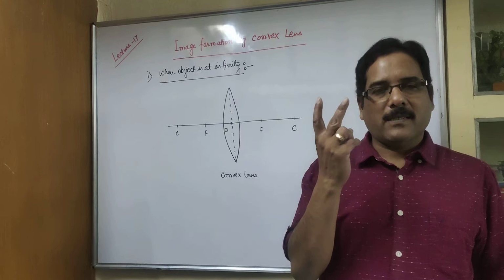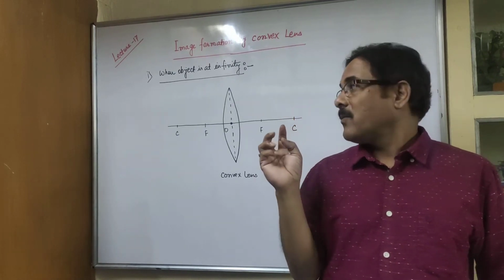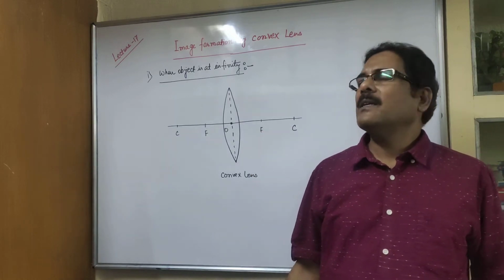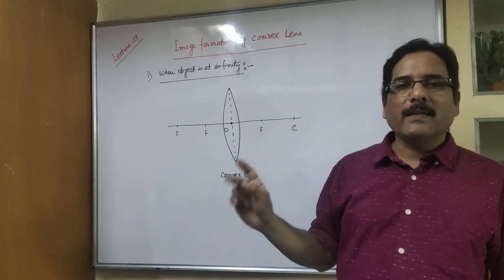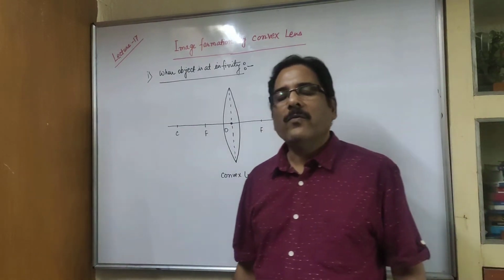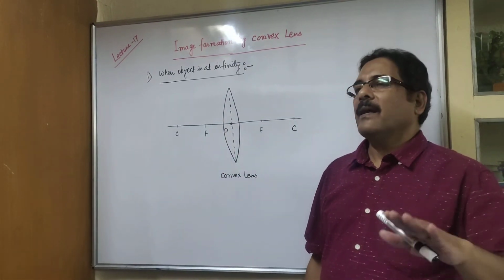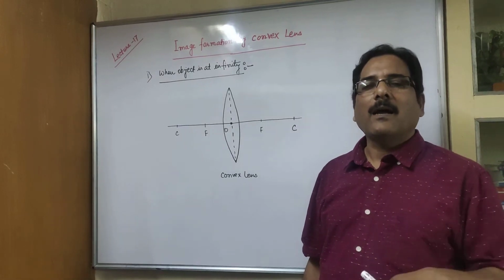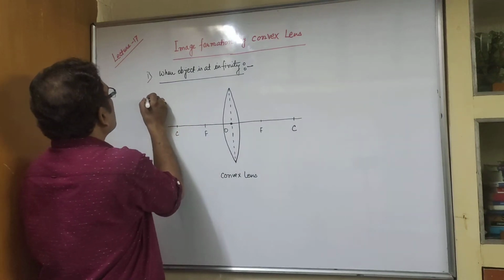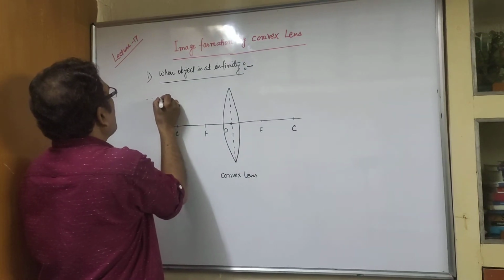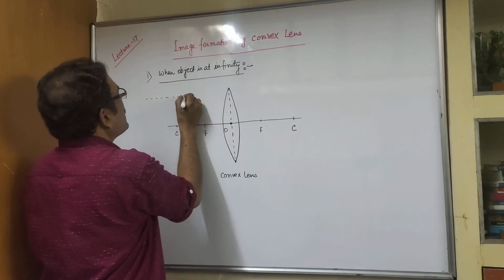At least 2 rays. As we have discussed earlier in case of mirror, 2 rays are required to make an image. Actually, there are millions of light rays coming, but for simplicity, we are taking 2 light rays to make an image. So, when the object is at infinite distance from the lens, we assume that the rays coming from the object are parallel. So, take 2 parallel light rays. Suppose these are the 2 parallel light rays coming from a far off object.